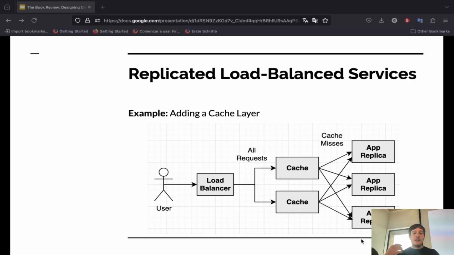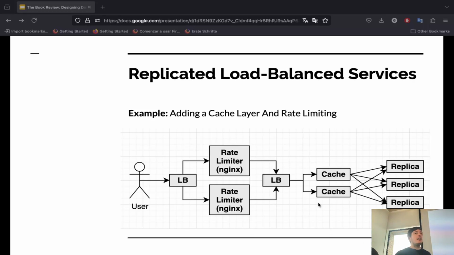But the book mentions that we don't need to stop there. Ideally, we think about, okay, here's a load balancer and here's an application, and we can have more levels of load balancing. Let's say that we want to have rate limiting. The way that we can do that is by having a load balancer pointing to Nginx, which is also replicated and acts as a way to control the rate limit. Then that goes into the load balancer that I showed in the previous slide, going to the cache and going to the replica.